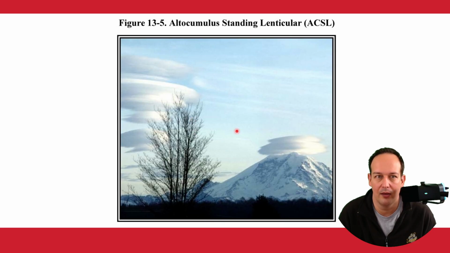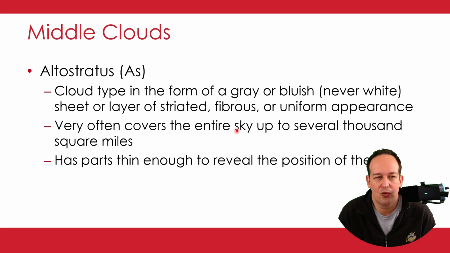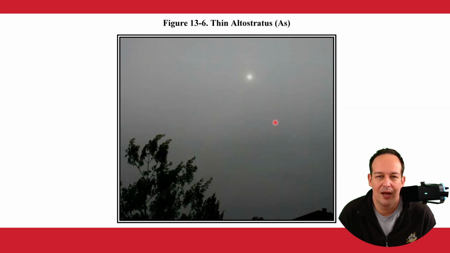All right, so we also have our altostratus clouds. This cloud type is in the form of a gray or bluish, never white, sheet or layer of striated, fibrous, or uniform appearance, and it very often covers the entire sky up to several thousand square miles, and it has parts thin enough to reveal the position of the sun, like so. And you can kind of make the outline of the sun here, and so it's just kind of dreary, not great, but it's not bad either.